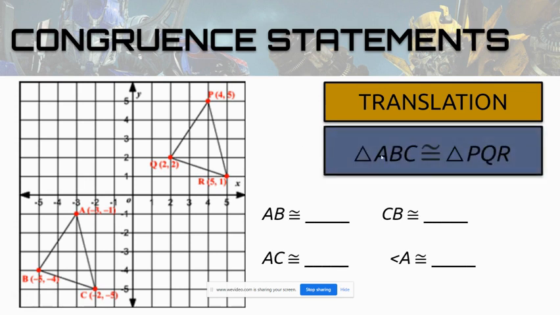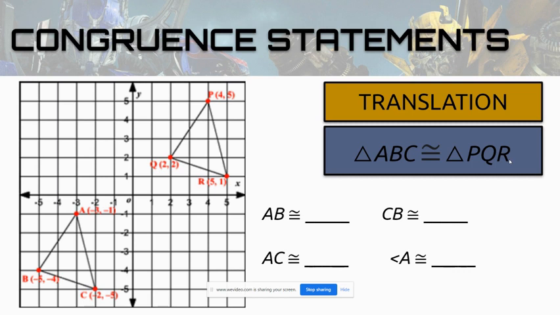So all I have to do, since A is in the first spot, A, B, C, A matched with P, so P better be in the first spot on the next one. B was in the second spot, B matched with Q, Q is in the next spot, and then C was in the third spot, so R is in the third spot. You're just matching up the letters. A and P are the same, they better be in the first position together. B and Q are the same, they better be in the second position together. C and R are the same, they better be in the third position together.